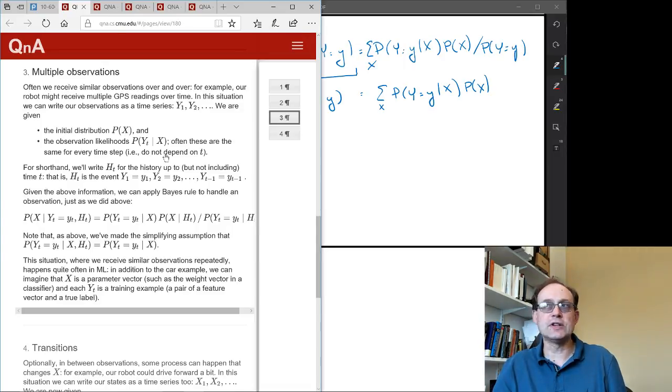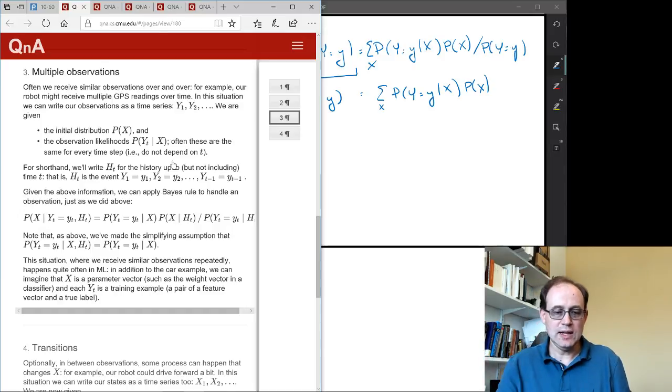And often, for example, we'll assume that the characteristics of our GPS receiver don't change over time. And so this conditional distribution doesn't change over time. The only thing that changes is which observation we fill in. Right, so the GPS reading on time 3 won't be the same as the GPS reading on time 2, but the conditional distribution of that GPS reading for each of the possible states will stay the same between time 3 and time 2.